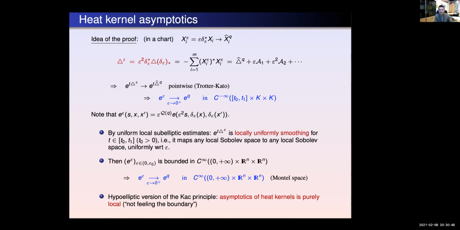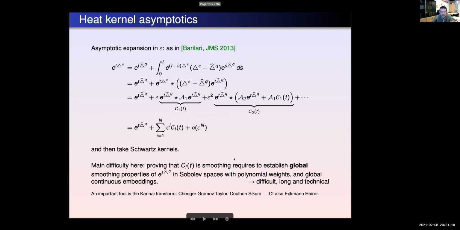Also, what we need, and what is maybe less known, is that you also need to develop a hypoelliptic version of the famous principle of not feeling the boundary, saying that actually the asymptotics of heat kernels is purely local. So this quite simple argument gives you almost for free the first term in the asymptotic expansion. Actually, to get the full expansion, unexpectedly, it is much more difficult, very much more difficult.